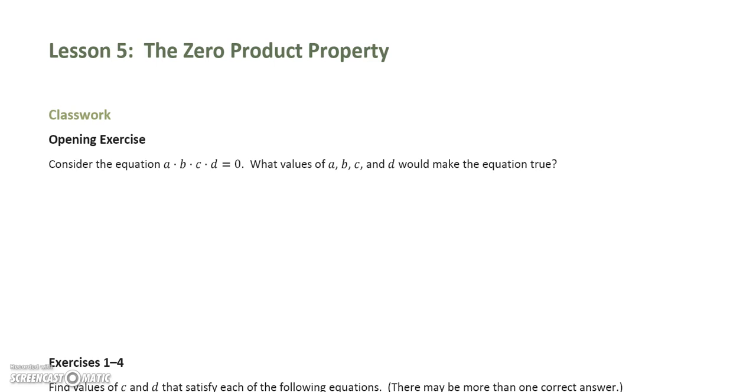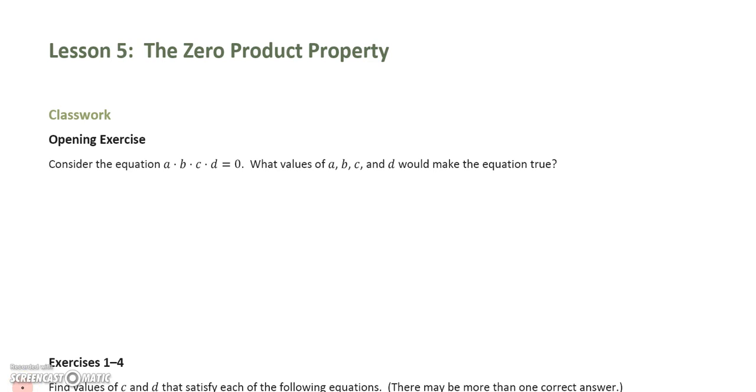Alright, so we're going to start off with this little question here. Consider the equation a times b times c times d equals 0. What values of a, b, c, and d would make the equation true? So I'm going to pause the video here. You should too, and please think about what you know about the values of a, b, c, and d. What would make that equation true, equals 0?